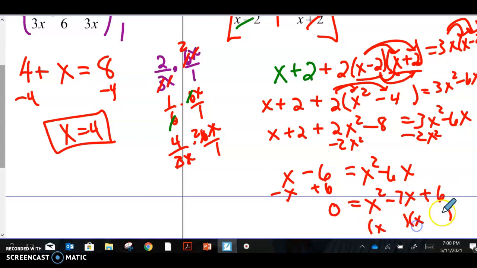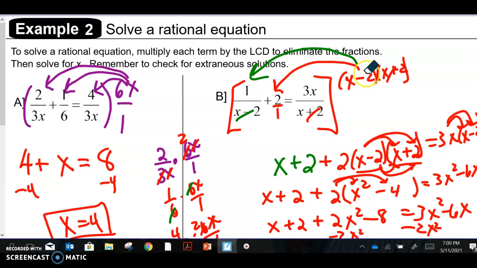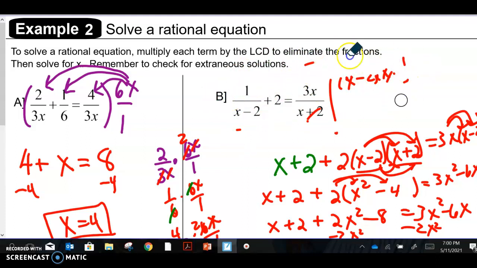Factoring that, the only thing that multiplies to 6 and adds to 7 would be 6 times 1. Both being negative would give me x squared minus 6x minus 1x is minus 7x plus 6. My two answers are x equals 1 or x equals 6. I could double check them. I'm saying that when x equals 1 or x equals 6, the left side equals the right side.